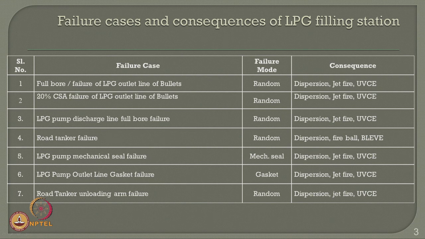LPG pump mechanical seal failure can be one example where we can also do an FMEA and FMECA to reduce the probability of this kind of failure. LPG pump outlet line gasket failure, again an FMEA, FMECA can be done for identifying the probability of failure of this gasket. Rope tanker unloading arm failure. Most of these failure cases will result in common consequences like dispersion, jet fire, vapor cloud explosion, fireball and BLEVE.